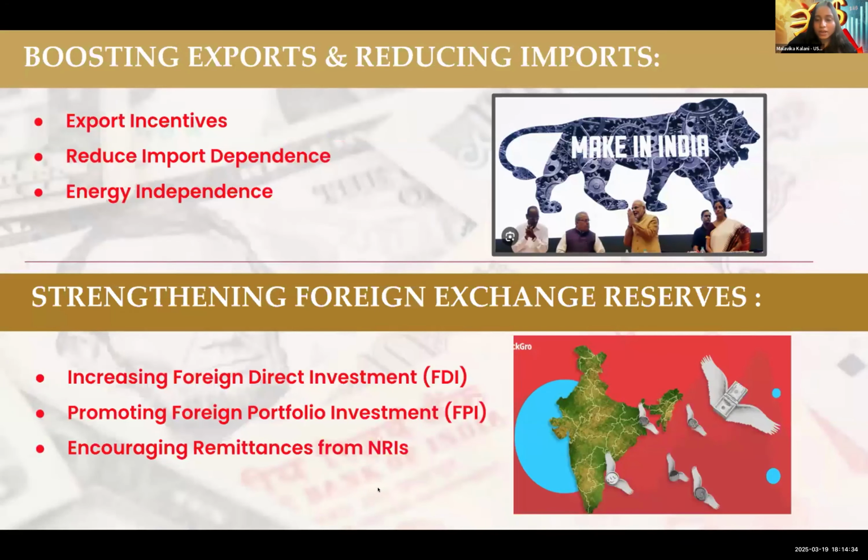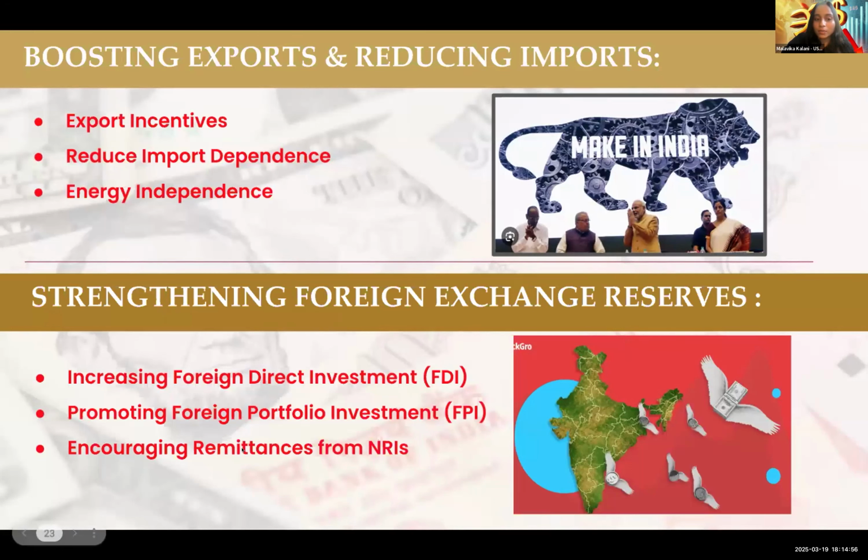Boosting exports by giving stronger incentives to key sectors like IT, pharmaceuticals, and textiles can be effective. Encouraging domestic production through initiatives like Make in India can reduce import dependence, and investing in renewable energy and pushing EV manufacturing can reduce our energy dependence on crude oil and fuel imports.